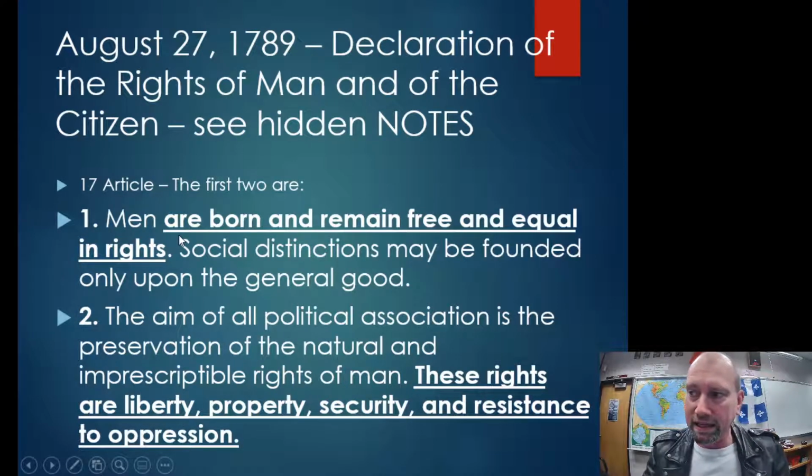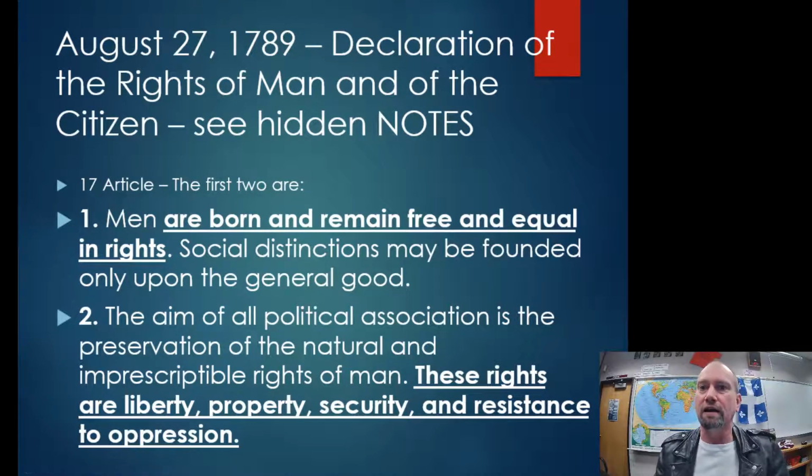Men, which could be now interpreted to mean men and women, are born and remain free and equal in rights. And then we'll skip right down to the next underlined part where it says these rights are liberty, property, security, and resistance to oppression. Now, of course, these rights were stated, but they were slow to be acted on in both France, Haiti, and the rest of the world.